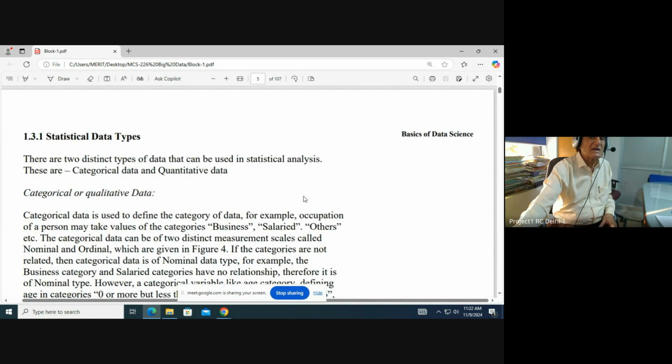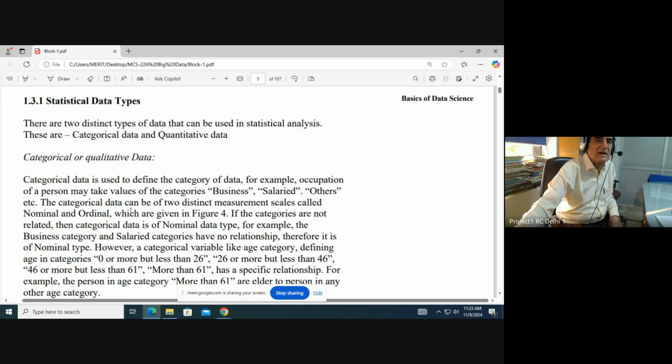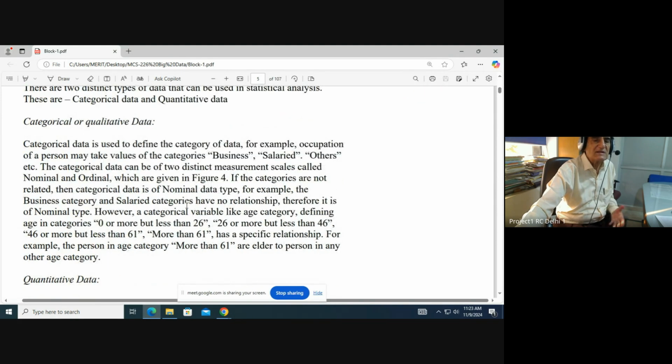So for statistical data types, there are two distinct categories: categorical data and quantitative data. What are categorical and quantitative data? Categorical data is used to define the category of data. For example, occupation: a person may take a value of category business, salary, others, etc. So that's the type of thing.